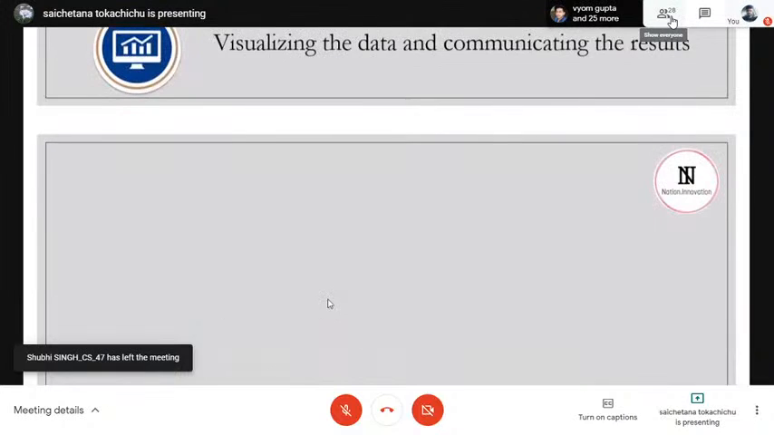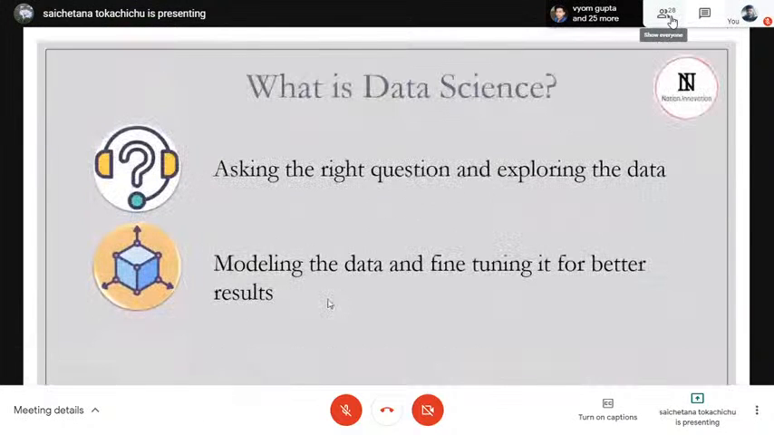After collecting them, you will analyze it. You have to place them in a proper order, and that process is known as modeling. After that, we do fine tuning. Fine tuning means you get your results, but you want to improve your accuracy.